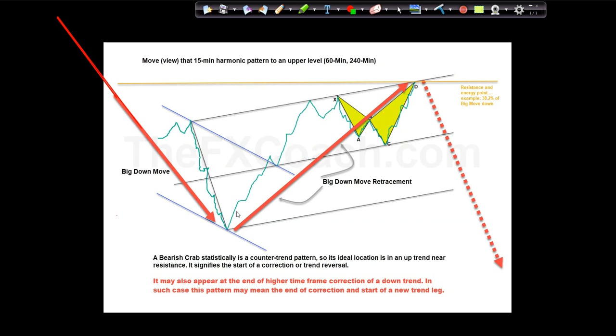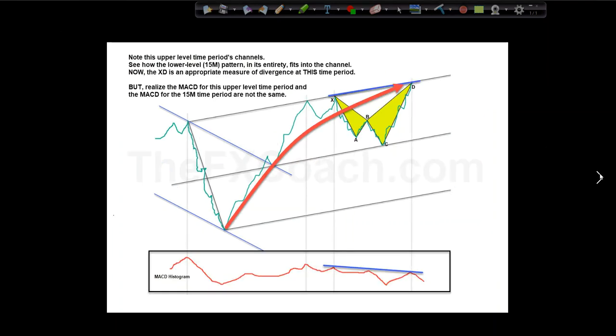So, big move down, correction up. This is just part of that move. Note this upper level time periods channels, the blue and the black. See how the lower level 15-minute pattern in its entirety fits into the channel. Now, the C may come farther down, it might be shorter, but the pattern itself fits into this upper level channel.